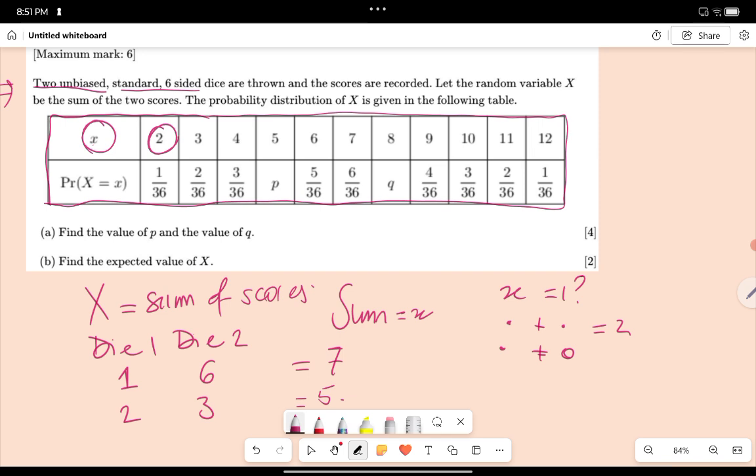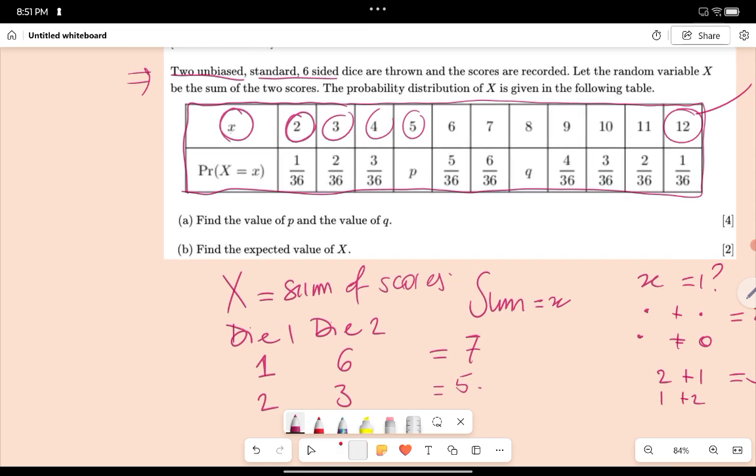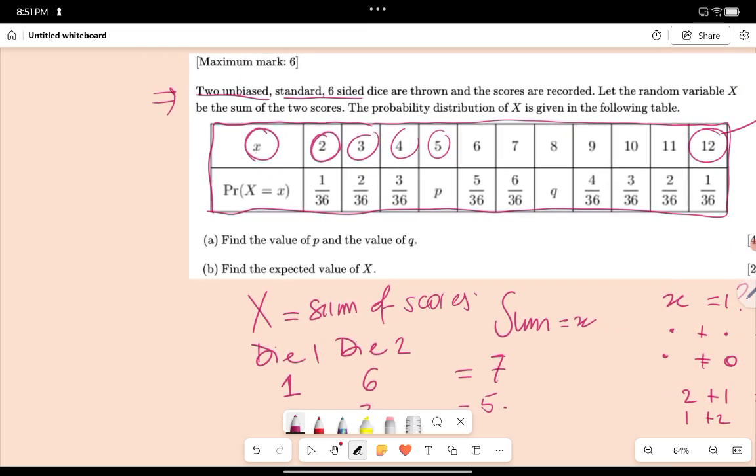That makes sense. And then we have, for example, 2 plus 1 or 1 plus 2. So indeed, we start having 3, 4, 5, and we go all the way to 12, which would be 6 plus 6, right? Now, all those probabilities, does this make sense? Why do we have 1 over 36? Well, why do we have 36 possibilities?